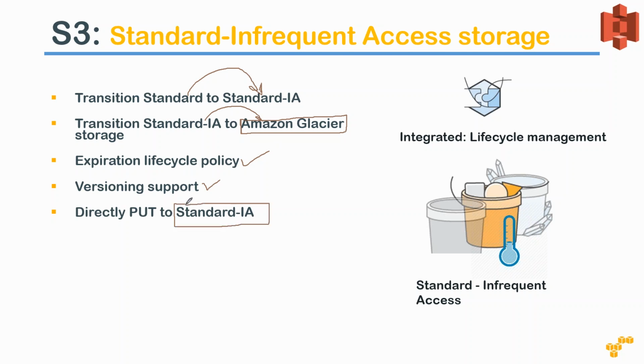Yesterday we saw that when I uploaded an object, I chose the storage class as infrequent access or reduced redundancy storage. So it is also possible to directly upload your objects to infrequent access. It's not necessary to put it into standard and then move it into IA. You can directly upload it here itself.